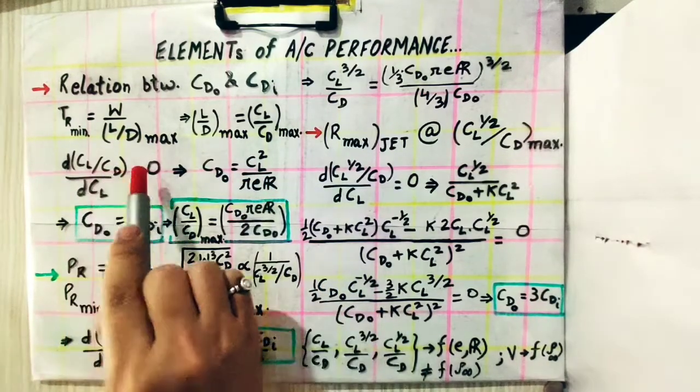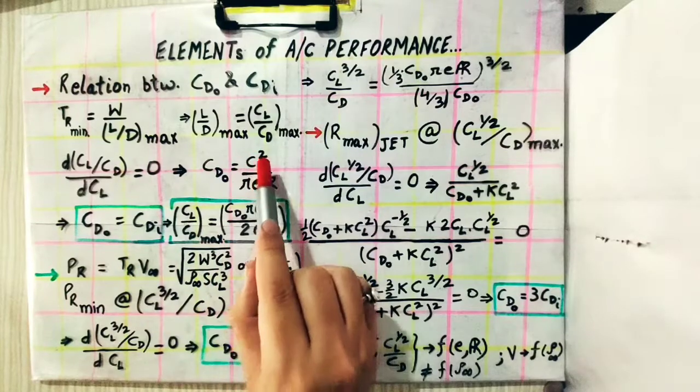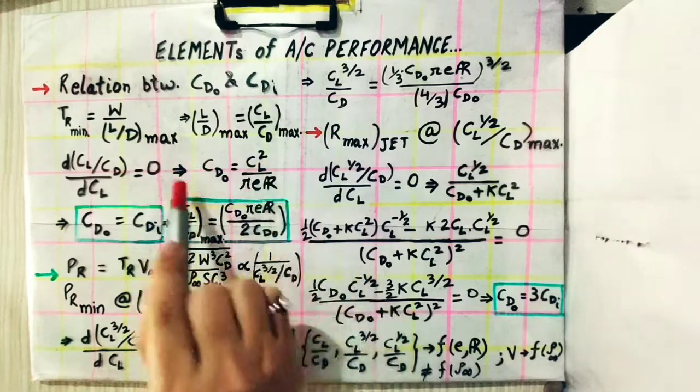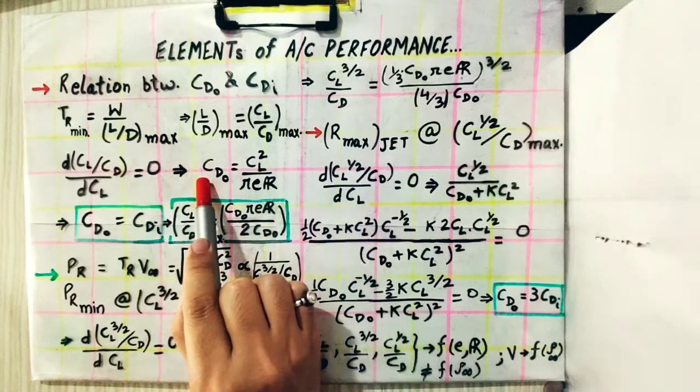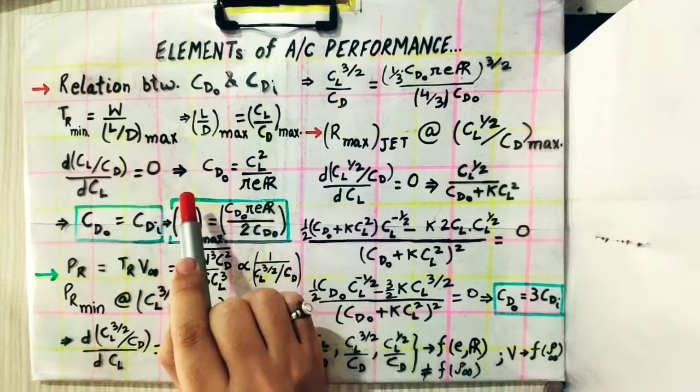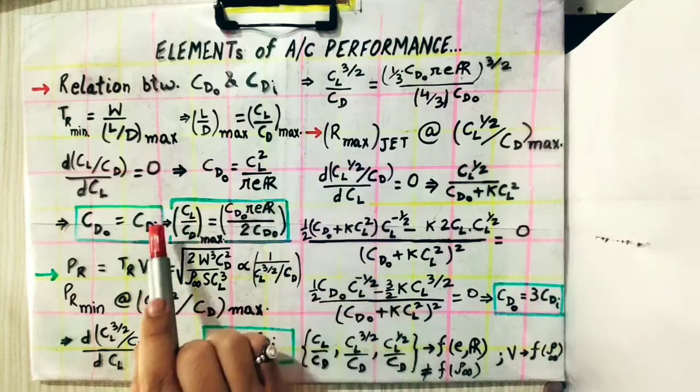That is, CD is equal to CD0 plus CDI, and CDI is equal to K CL square, and K is 1 by pi e aspect ratio. And from here, we can deduce that the coefficient of drag for the non-lifting part of the airplane is equal to the coefficient of drag for the lifting part of the airplane.